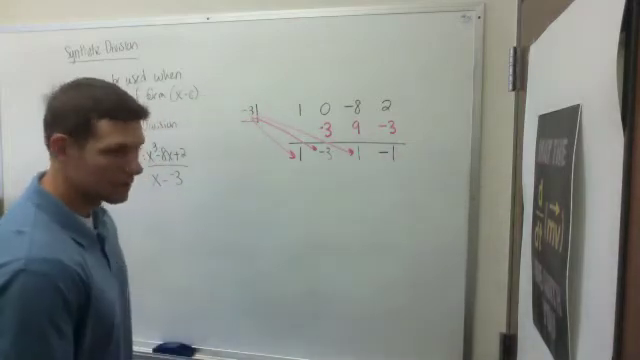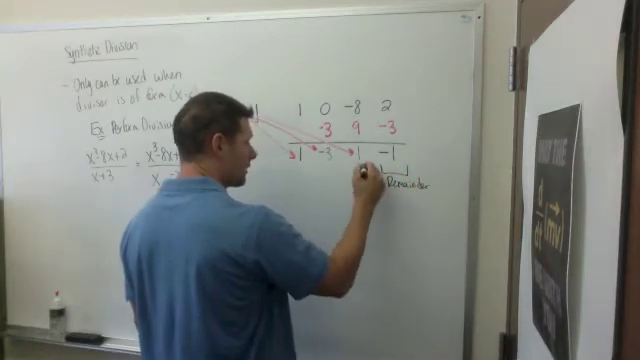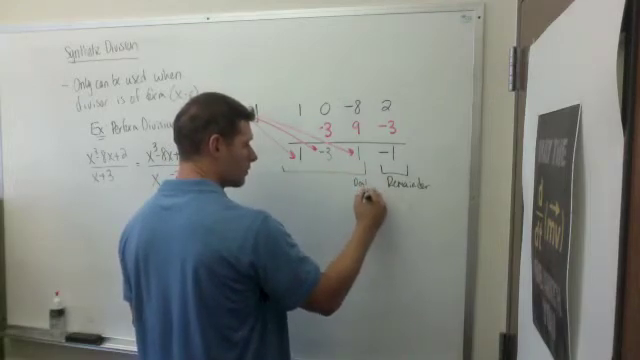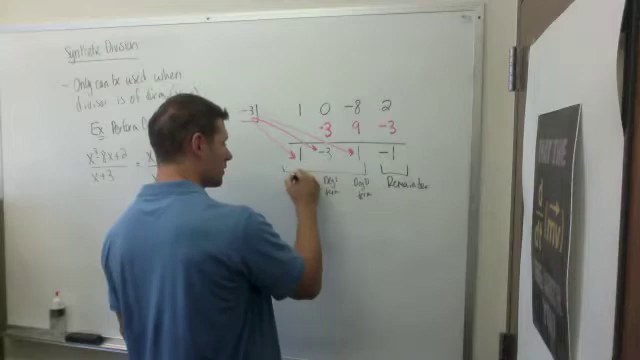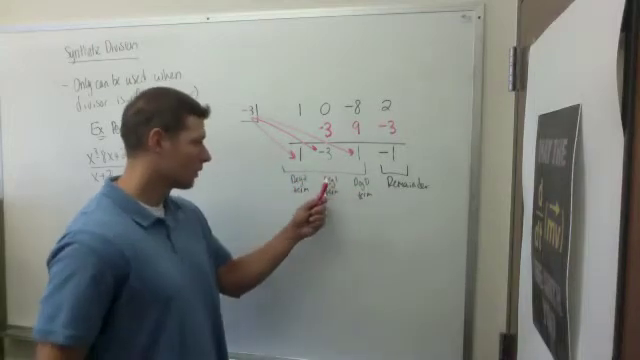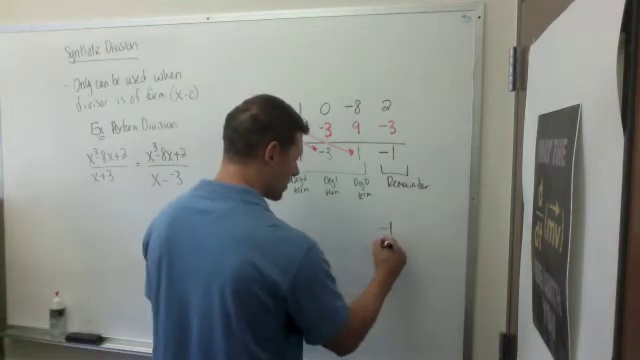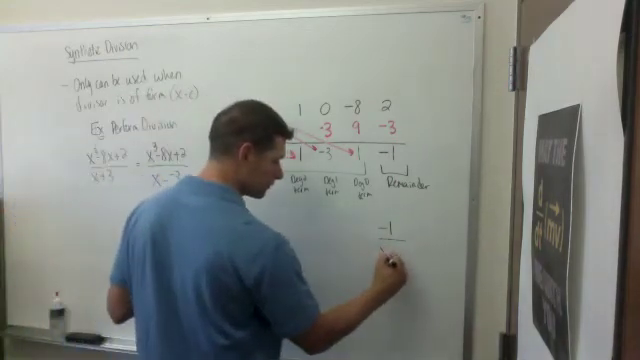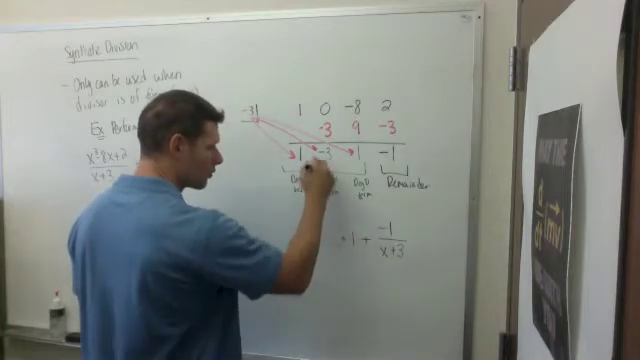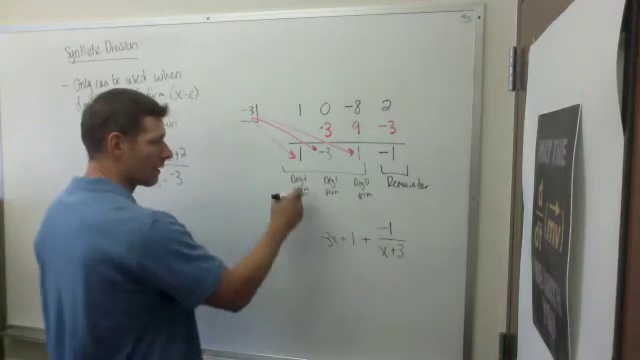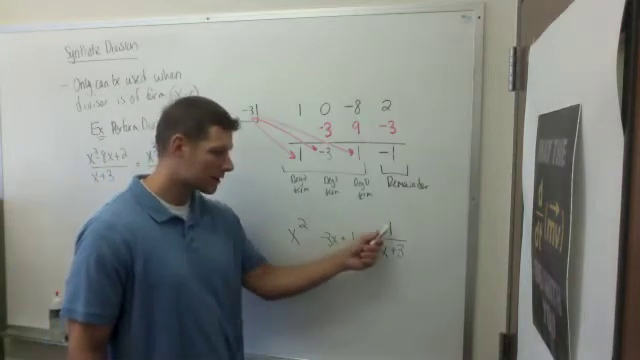Okay? And the way this works is the following. Once you finish, the last number is always your remainder. Then the other numbers are the coefficients of the quotient, starting with the degree 0 term, then degree 1, then degree 2, and so forth. So my remainder is negative 1. So negative 1 is my remainder divided by what was my divisor? x plus 3. My degree 0 term will be 1. That's my constant. My degree 1 term is negative 3x. And my degree 2 term has a coefficient of 1, so I'll have 1x squared. So my answer is x squared minus 3x plus 1 plus negative 1 over x plus 3.